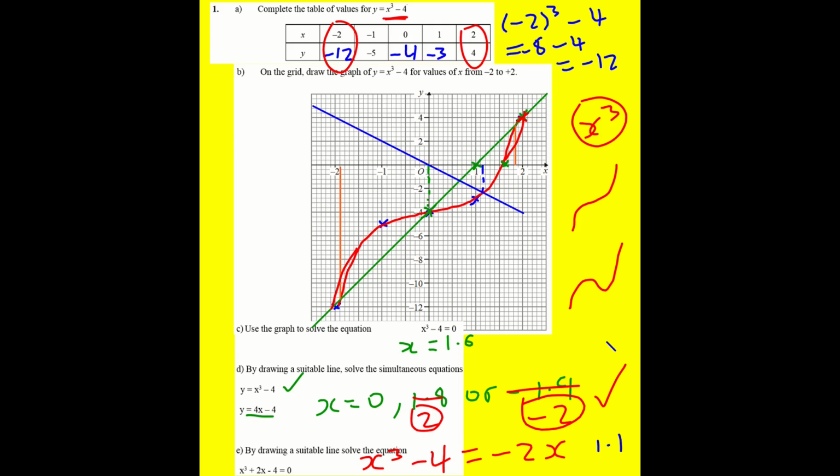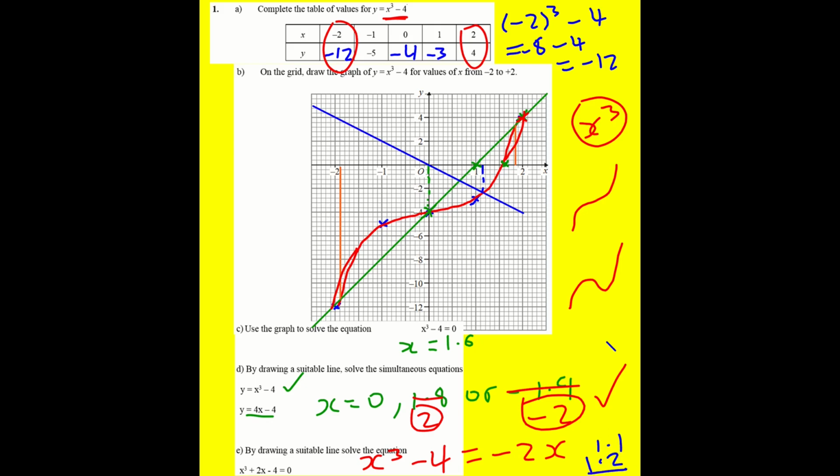But I can check. I can substitute that number back in just to see if I'm all right. 1.1 cubed plus 2 times 1.1 minus 4. Now that's equal to minus 0.4. What if I'd gone with 1.2 instead? That's 0.1. That's closer to 0. So I think I'd get away with 1.1, but 1.2 would be the preferred answer.